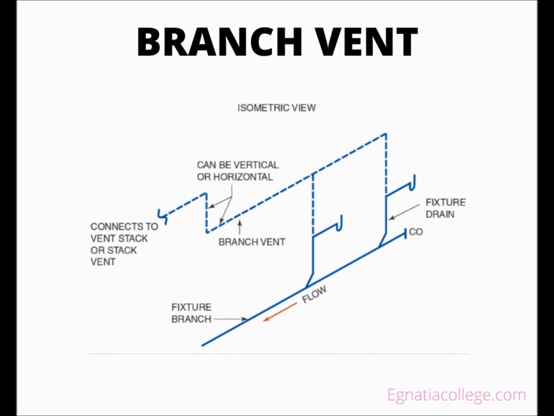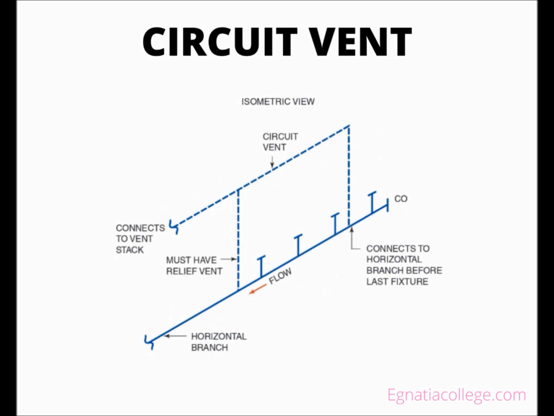A circuit vent and a loop vent are also branch vents, but their specific sizing requirements differ from those of a standard branch vent. Circuit vent. A circuit vent is a branch vent, but it is different from other standard branch vents and has specific code requirements. It serves a drainage piping arrangement known as a battery of fixtures. A relief vent must accompany a circuit vent to complete the battery vented system.